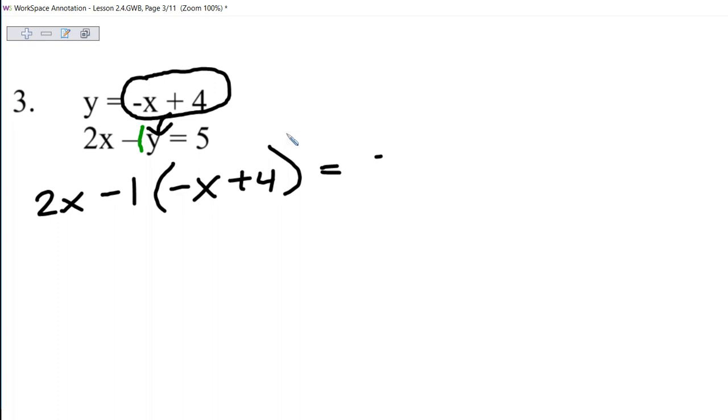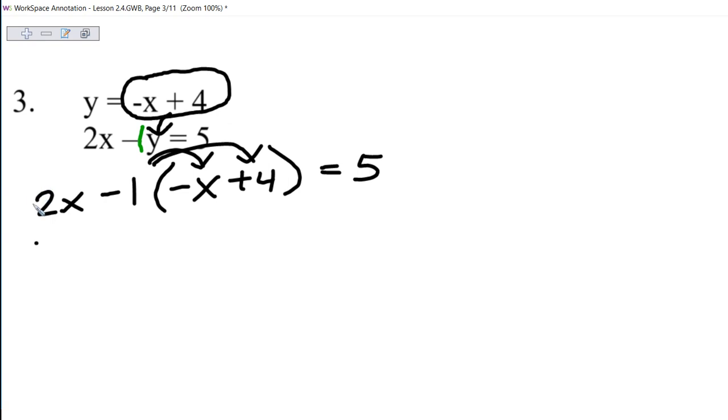And that equals 5. Now for this one, we have more than one term inside the parentheses. So what we'll have to do with this -1 is we'll have to multiply it twice or distribute, whatever you want to say. Distributing is just multiplying.